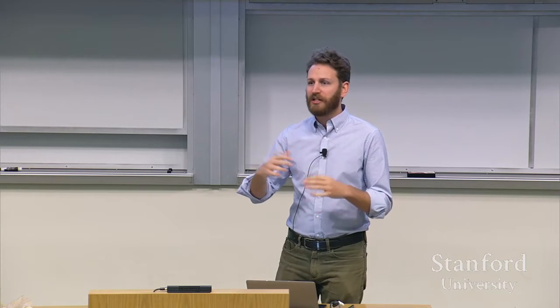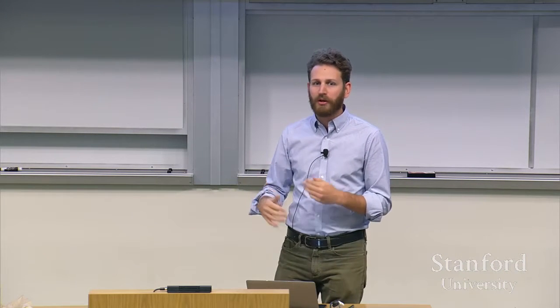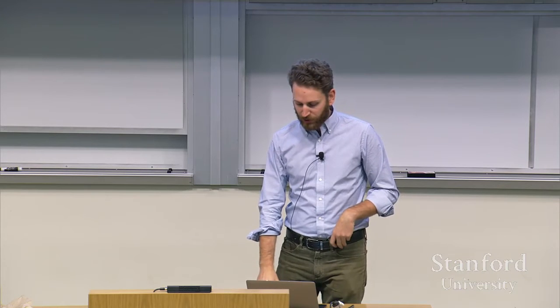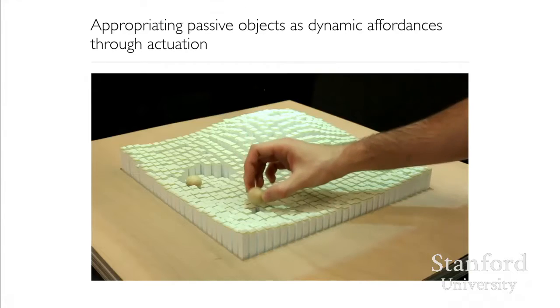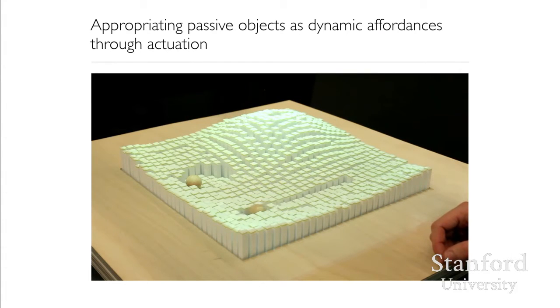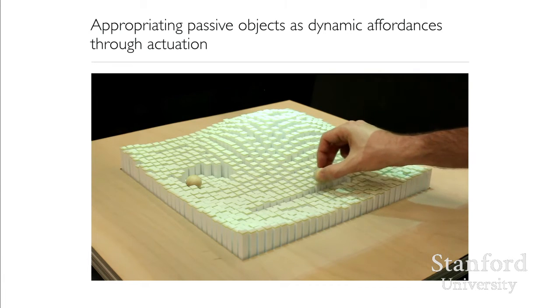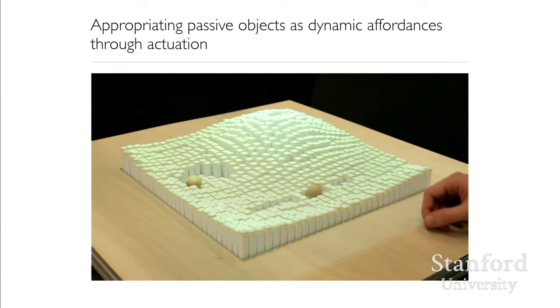So, for example, the software stack that we built is very similar to how you would program a traditional graphical user interface. But we can also do things like appropriate existing objects as interface elements and use the shape display to move them. So for example, we can have a scroll bar or a play bar where the play bar is actually moving the sphere, and then you can interact with it as well.